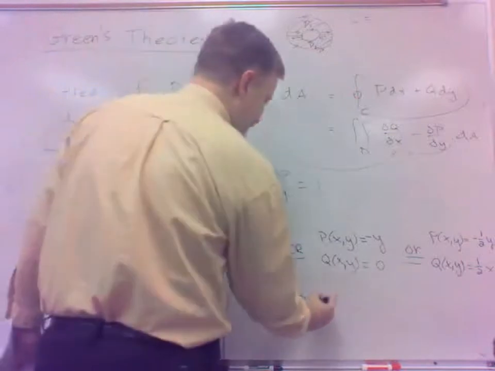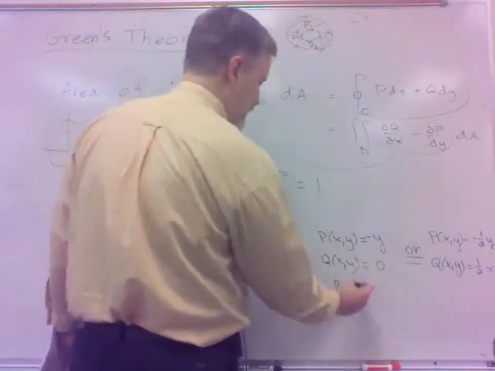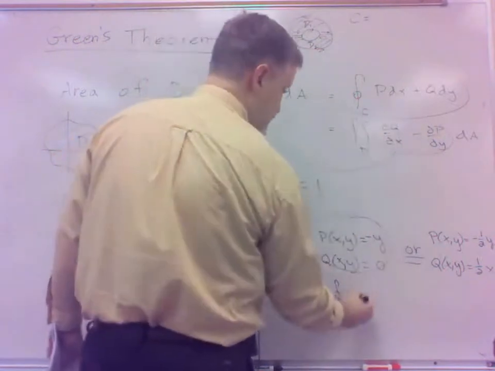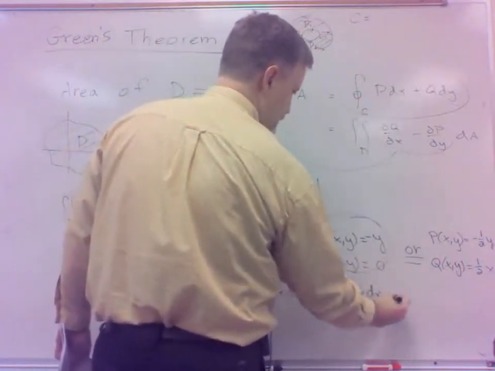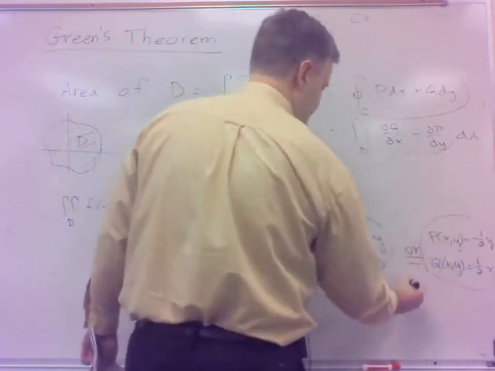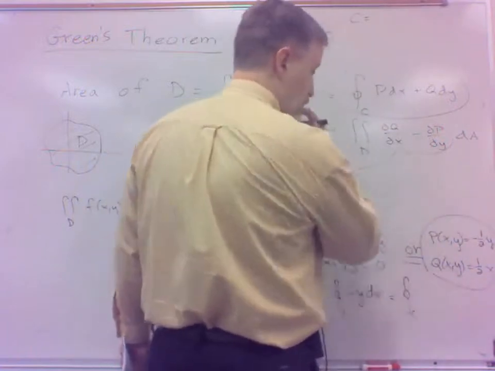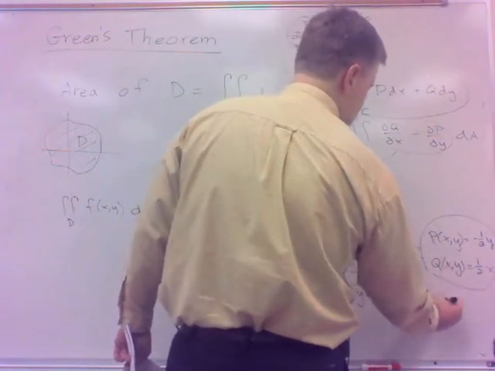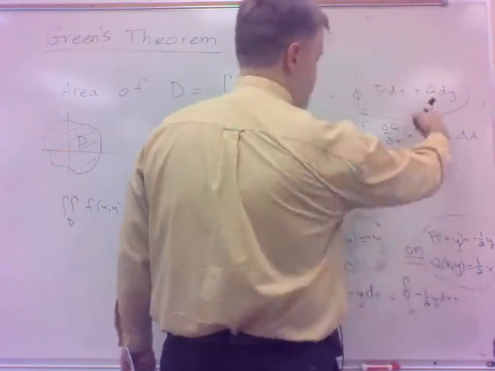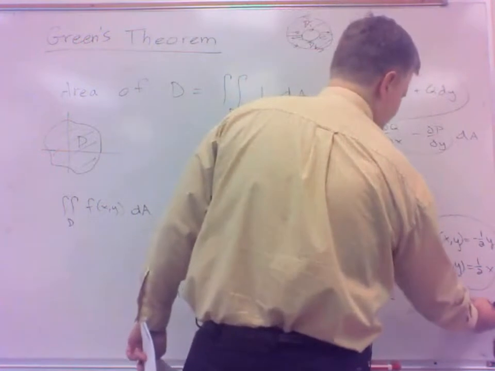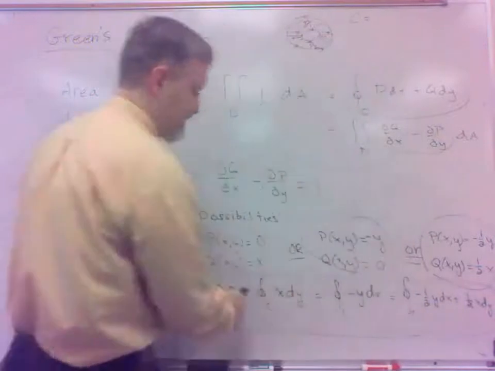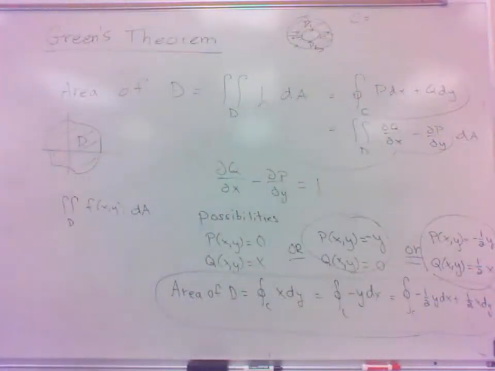Okay. Then we can do the line integral. If we use this one, we would have negative y dx plus 0. Or if we use a third one, we would have the line integral negative 1/2 y dx plus 1/2 x dy. Okay. And those would all find the area of your region D. That's the enclosed region by the curve, simple closed curve C. Okay.